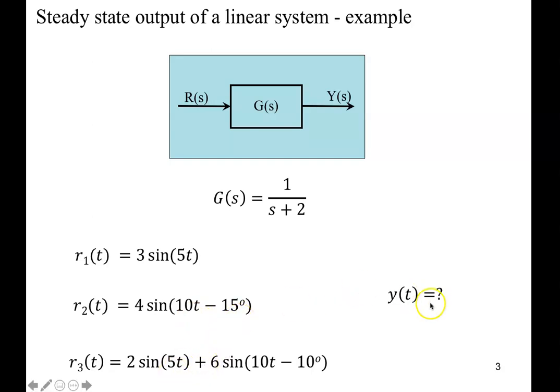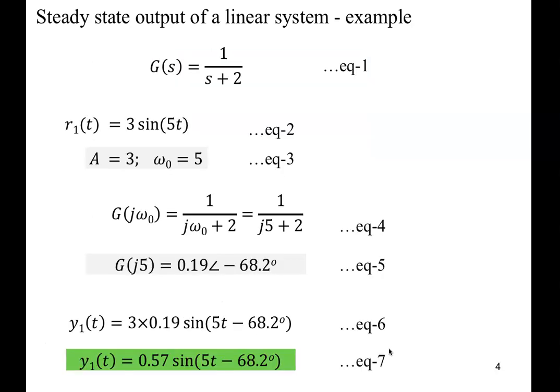The third one, and I want to find the output response, is 2 times sine 5t plus 6 sine (10t minus 10 degrees). And I want to find out the response. So we're going to tackle that one by one. First case, R1 equals 3 sine 5t.